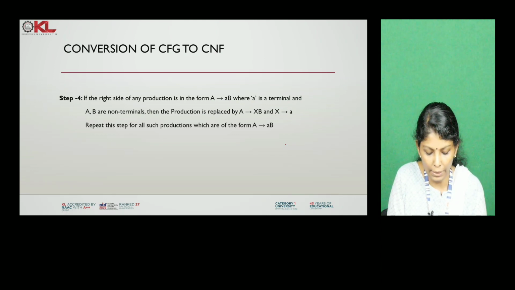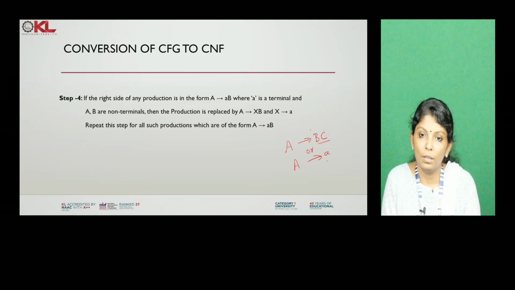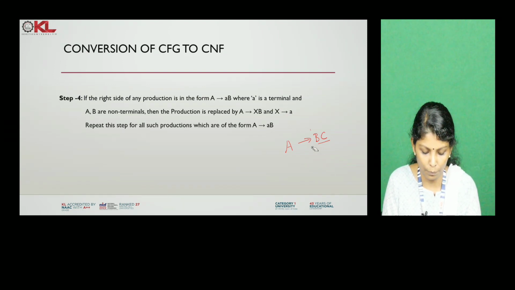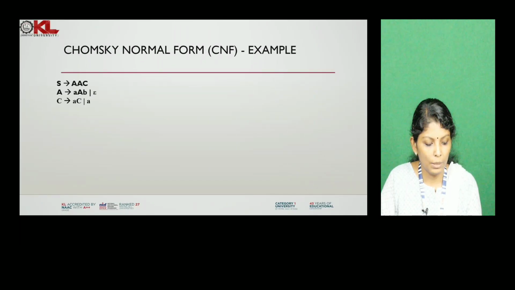So our final aim is to convert all productions to the form A gives BC or A gives a. That means on the right hand side exactly 2 variables, or on the right hand side we have a single terminal. So that is the final format for all the productions. So 4 steps we have. Now we come to an example.